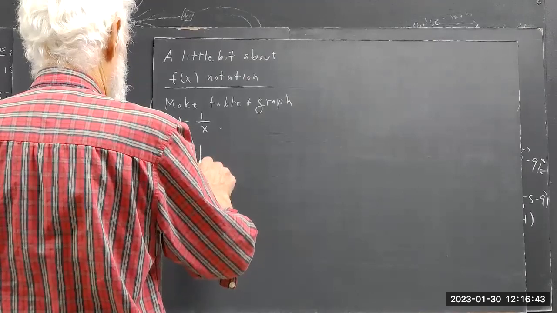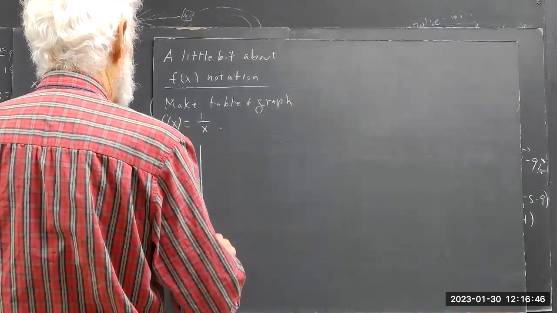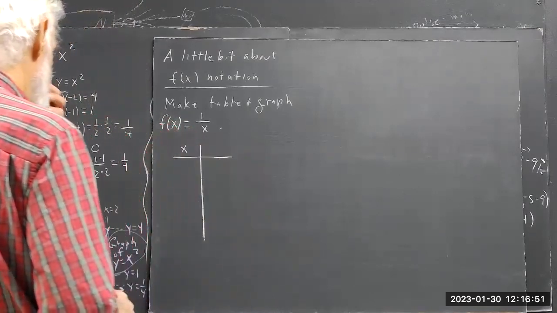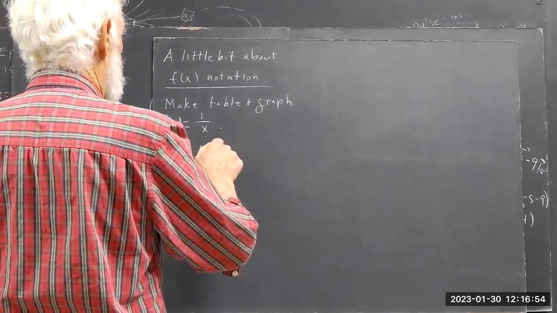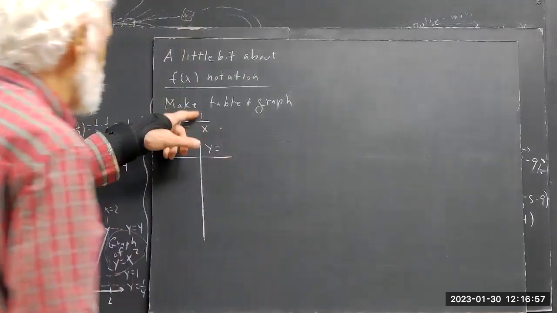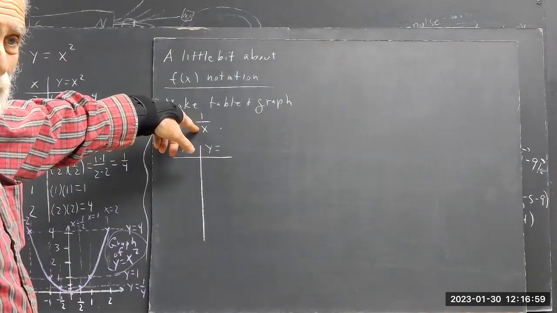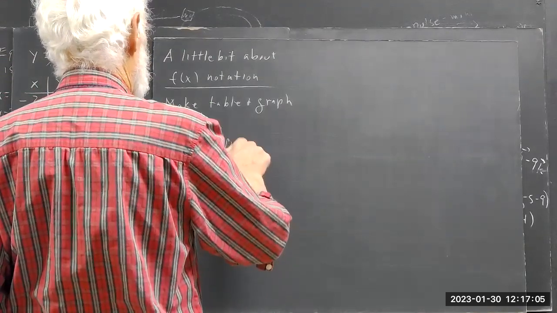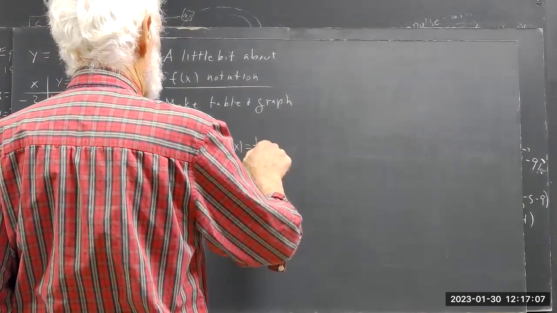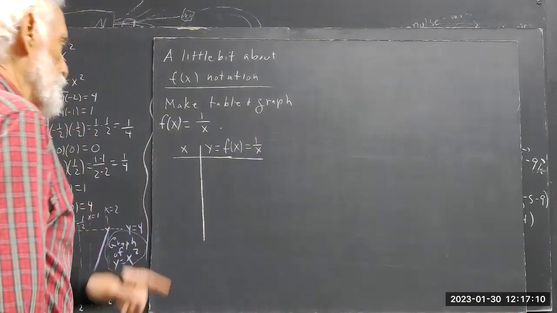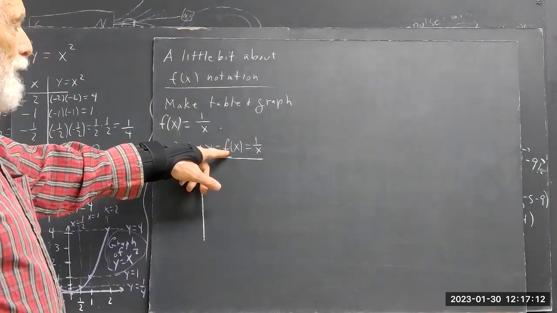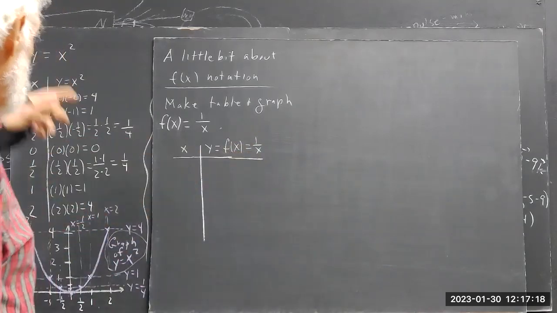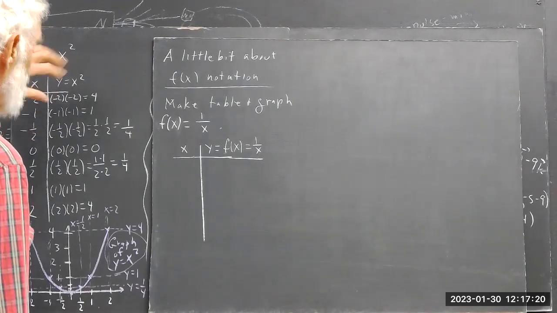But what it comes down to, as far as graphing, we start with a table. Here's x, and here's y. Well, we got the expression 1 over x. That's the expression that we're graphing. So I'm going to write it out as just y equals f of x, but f of x is just 1 over x. Okay, so all we're doing is the same thing we did here.